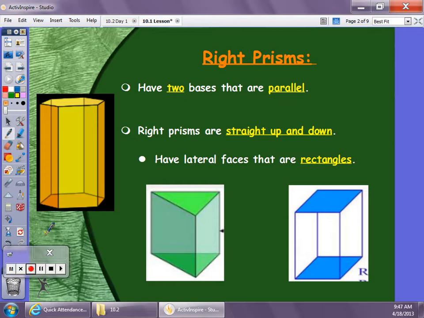Here we have three different examples. These are three different types of right prisms. The figure on the left is a right hexagonal prism because the bases are hexagons. The figure in the middle is a right triangular prism because the bases are triangles. And the figure on the right-hand side is a right rectangular prism because the bases are rectangles. So as you can see, even though the bases are different shapes, the lateral faces are always rectangles.